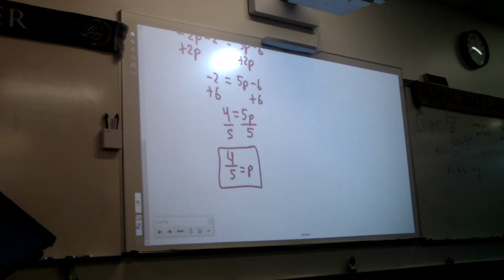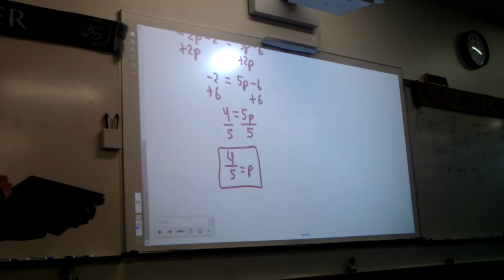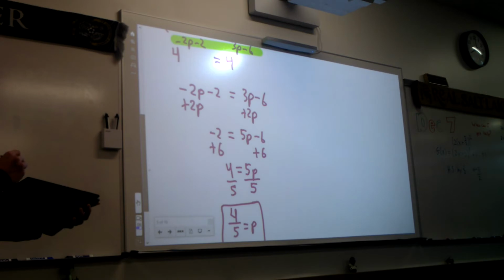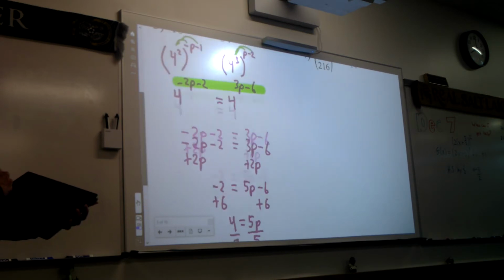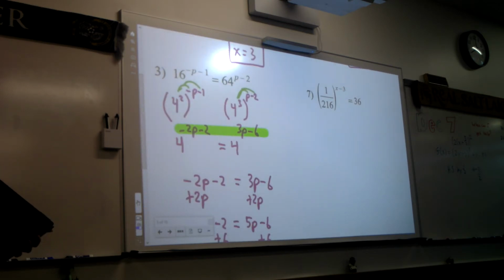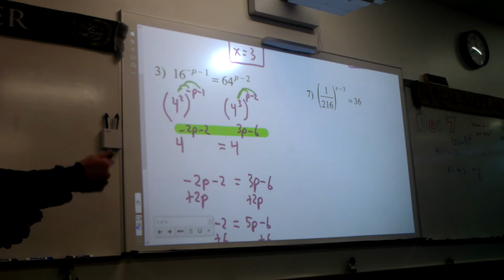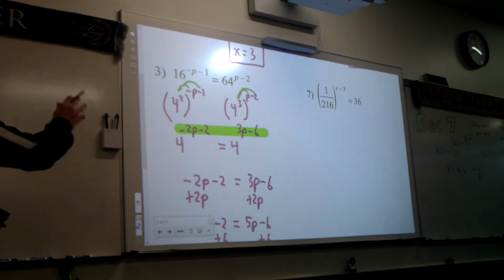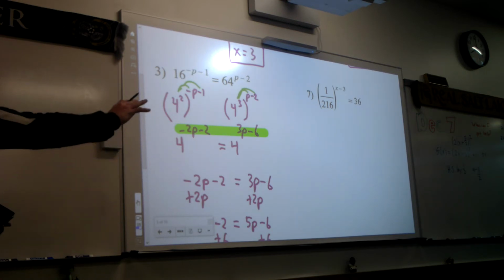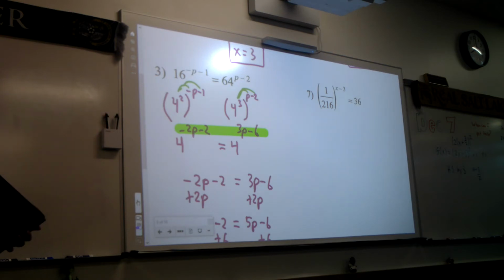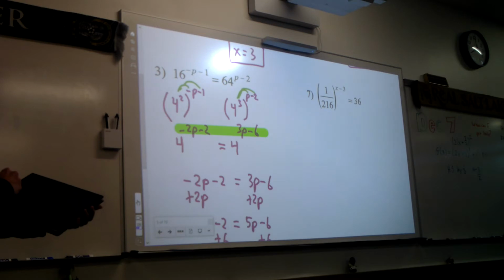Now, it'd be nice if it always worked out that it would turn into a number that's not a fraction, but it sometimes will. How could I check to make sure that I got this right? I could go back to the beginning and plug in negative 4/5, or in other words, 0.8 for p. Plug it in on the left, then plug it in on the right, and it should give me the same thing. Okay, cool? Do you have any questions on that?